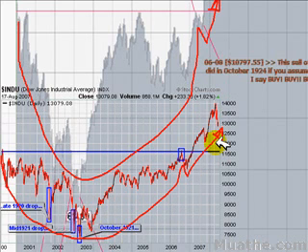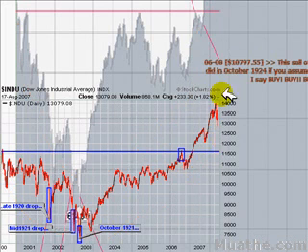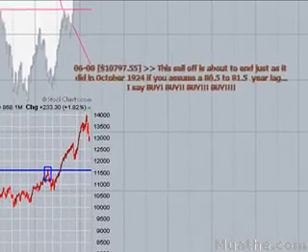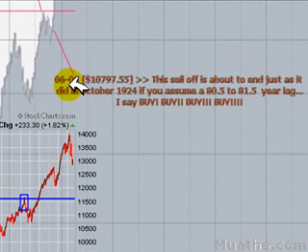It's right there, it's in front of you. So now what happened? Let me remove those. Around last year in October, I posted a note. Let me show you what I wrote. I said we are in the 6th day of August last year, and I said this sell-off is about to end, because I knew that we were right here based on the 1920s low. This sell-off is about to end just as it did in October 1924 if you assume an 80.5 to 81.5 year lag. I say quadruple buy.